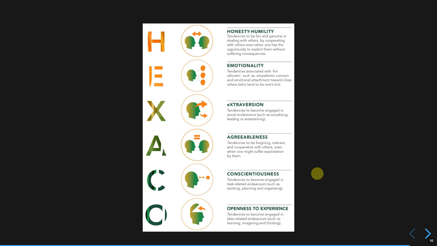And the last dimension is openness to experience, and it's actually quite similar to openness in the five-factor model, only slightly different. It's a tendency to become engaged in idea-related endeavor. So it reflects our tendency towards creativity, intelligence, imagining, thinking, or basically creativity. So it covers more than just creativity, as it was covered by the five-factor model.